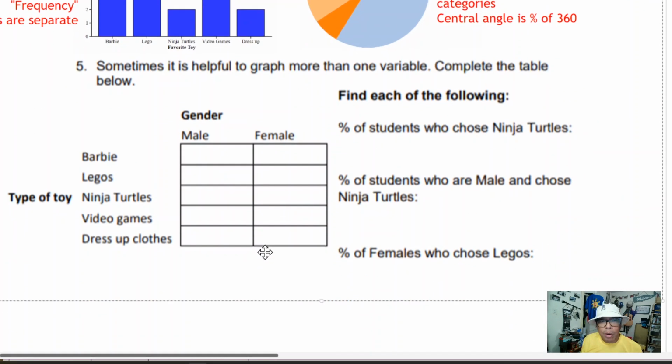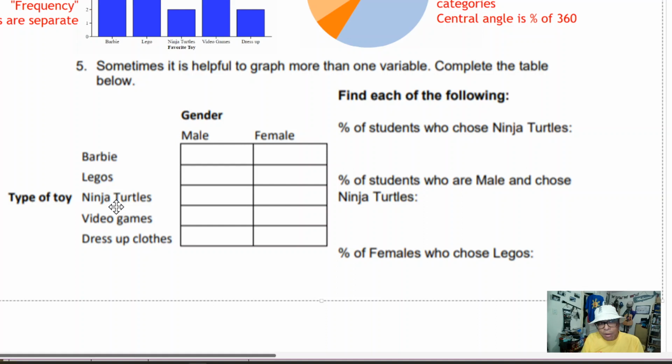Sometimes it's helpful to graph more than one variable. So this time we'll be looking at a couple of different variables. And for two variables, we're going to create this chart that we see over here on the left. We have gender up at top, and I know there are more than two genders, but we're just going to stick with this one. Apologies to you, this is an old handout. And on the left here we have type of toy. These are the same types of toys.